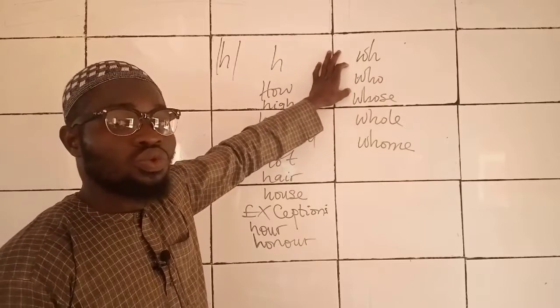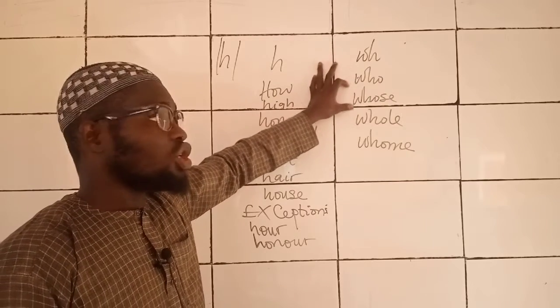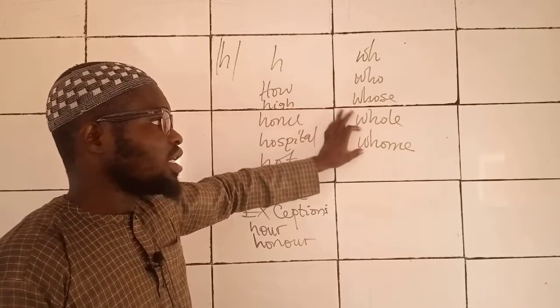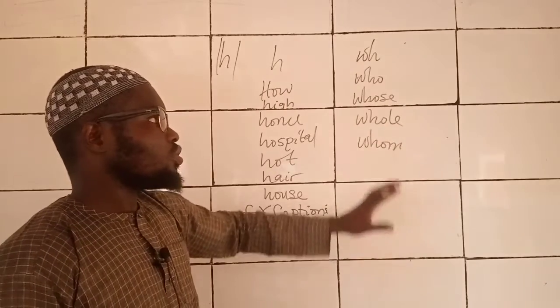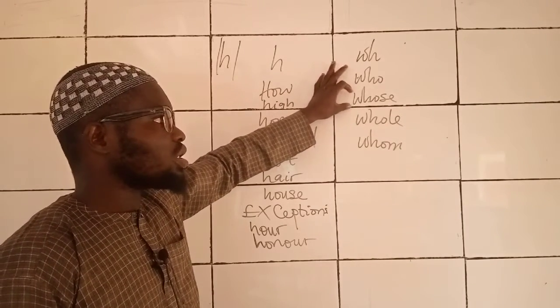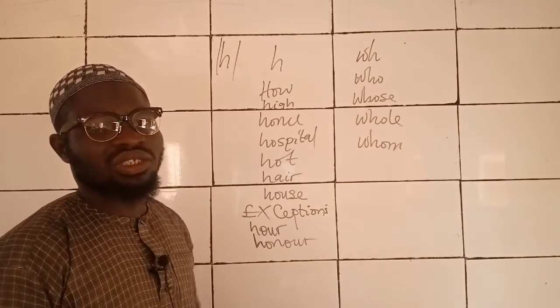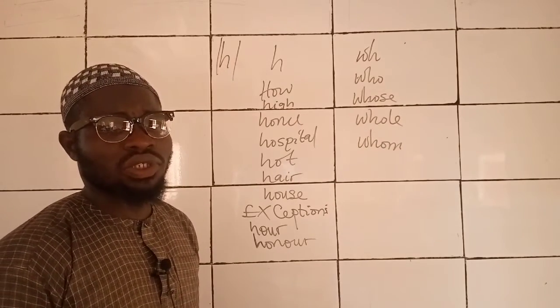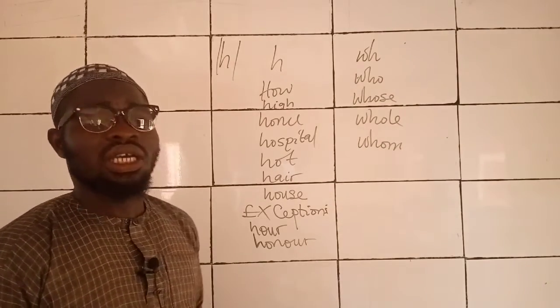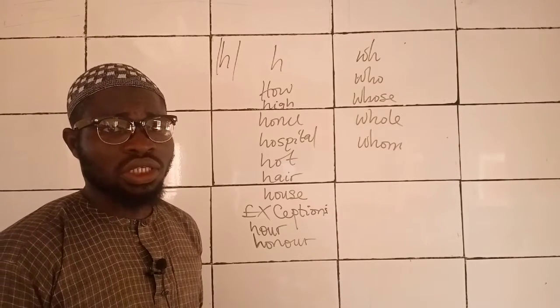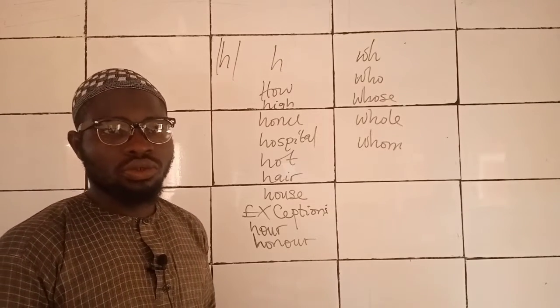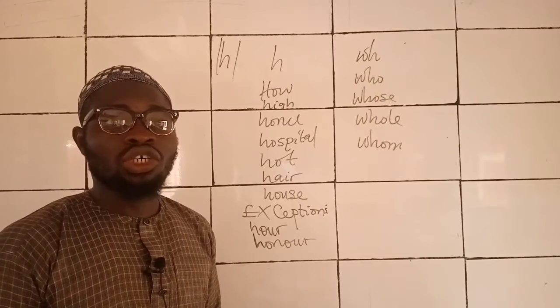WH in the following words is to be pronounced as h and not w. So we say who and not woo. We say whose, whole, and whom. So it is not woo, whose, whole, or whom with a w. That is not how it is pronounced. But Nigerians pronounce these words like this, and that is not a correct pronunciation. It is who, whose, whole, and whom.